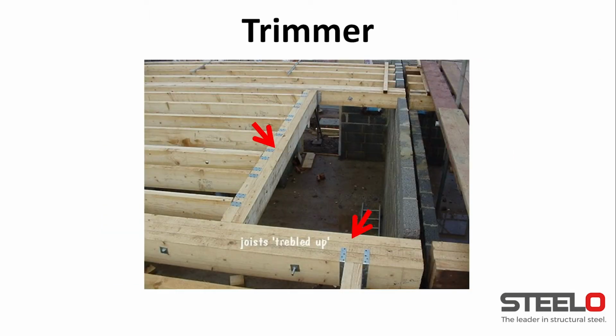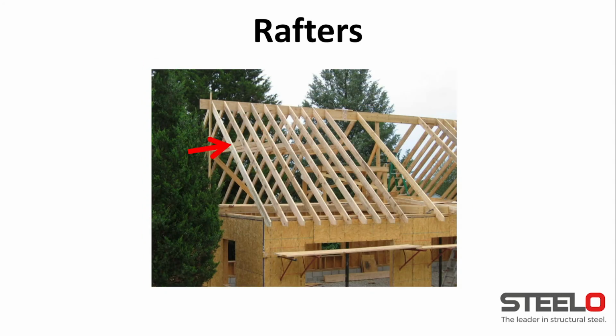A trimmer is part of the timber, and it could be a doubled up timber joist or even trebled up, and it basically is reinforced so that it can support the edge of a timber surface. Rafters are timber joists put at an angle, and they form the structure of the roof.